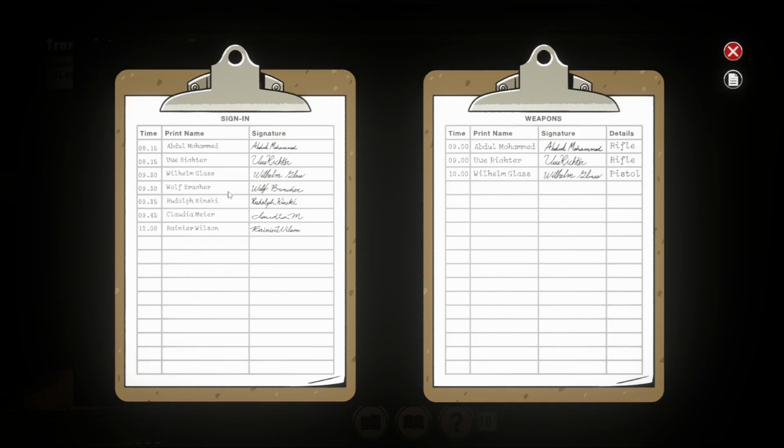Wolf Brocker. Rudy must be Rudolph. Willem Glass is the guy who jumped out the window, it seems. Not gonna be Abdul Muhammad, that's for dang sure.